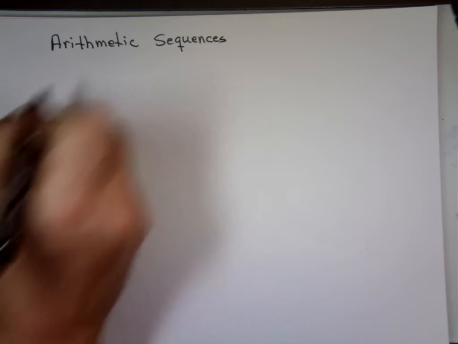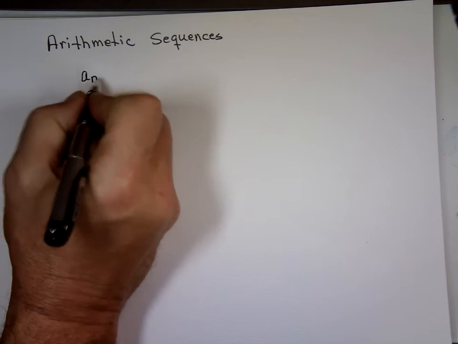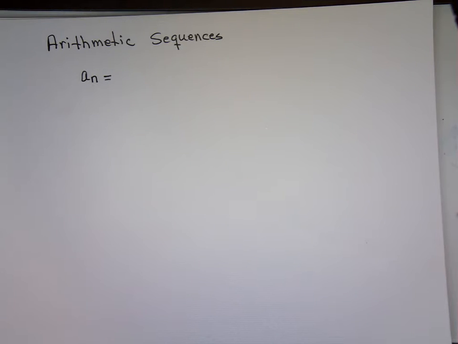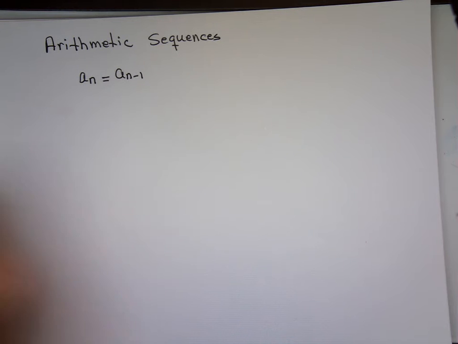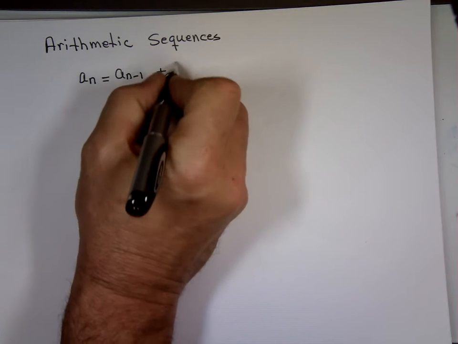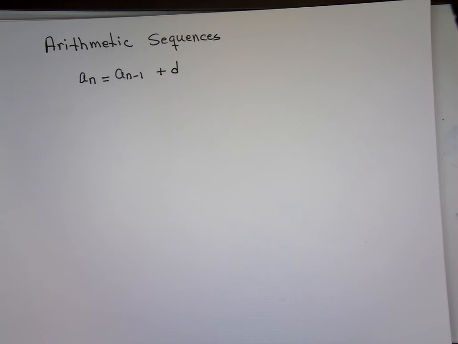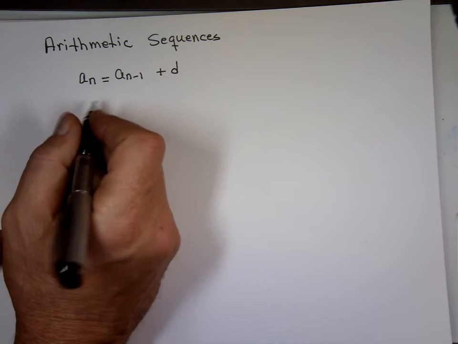Arithmetic sequence, it says the next number is the previous number plus d. That's how they write the equation. What does that mean? It's the previous number plus the difference.